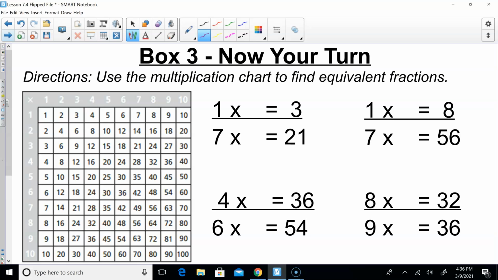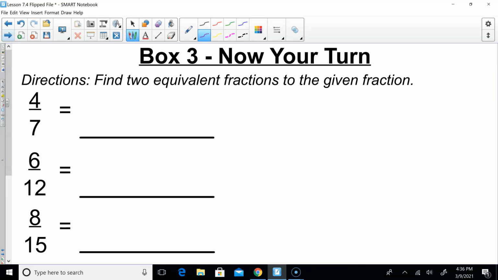Here's another one. Can you solve what numbers you need to put into these problems to make them equivalent fractions? So what number do you have to multiply both the numerator and the denominator by? Last but not least, find two equivalent fractions for the given fractions of 4/7, 6/12, and 8/15.